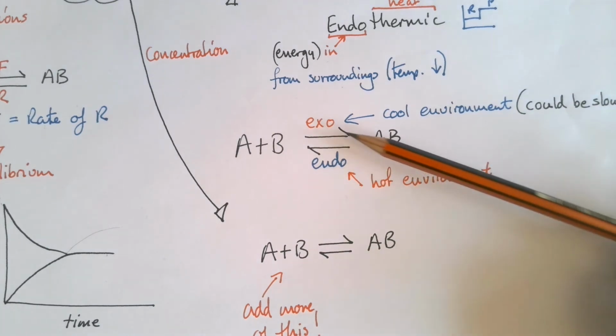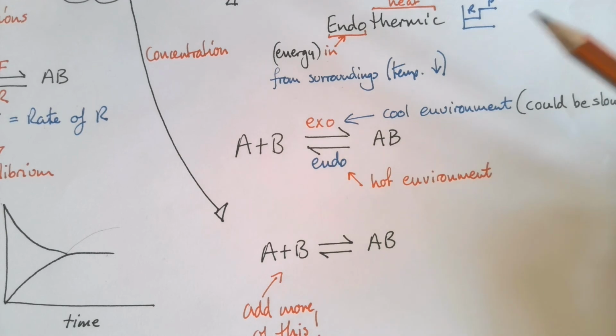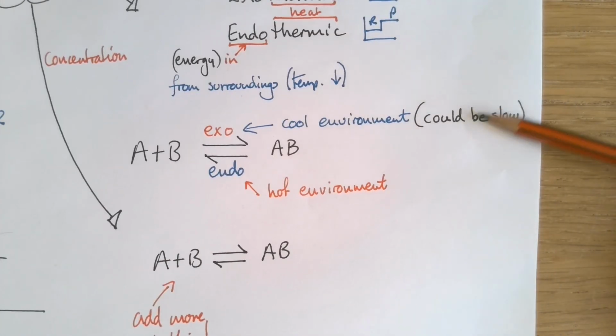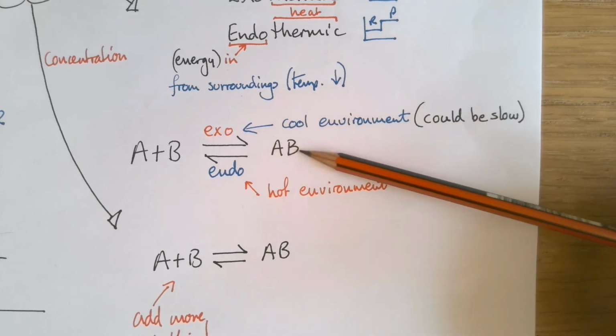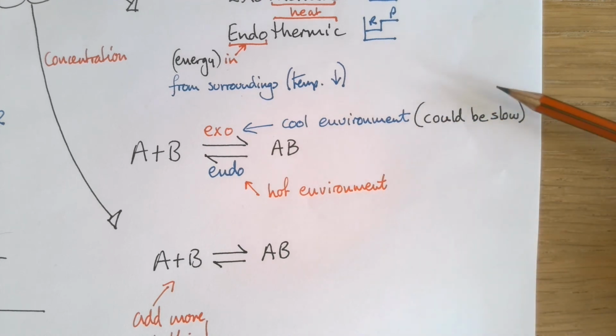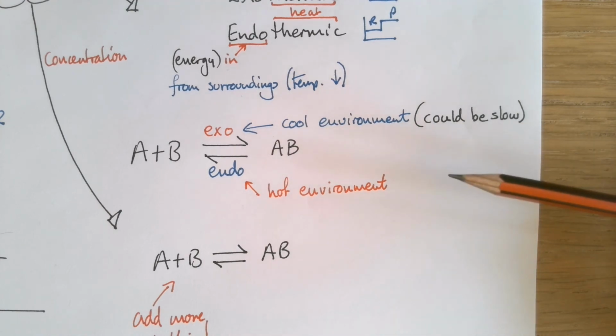Remember, whatever we want to do, we change the environment so it is the opposite, and the reaction will counteract that. The only problem with some of this is that it could be quite slow. If you cool the environment down, your rate of reaction could be slow. You might get a lot of this, but it might take ages. So you've kind of got to get that balance right between the rate of the reaction, how fast it is, and the amount of stuff you produce.